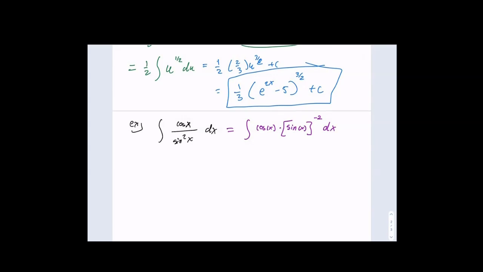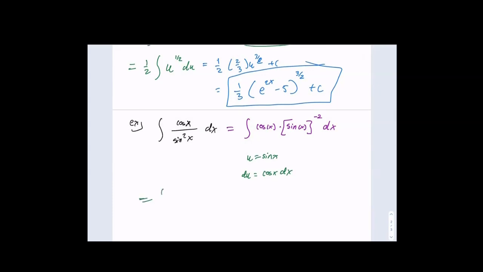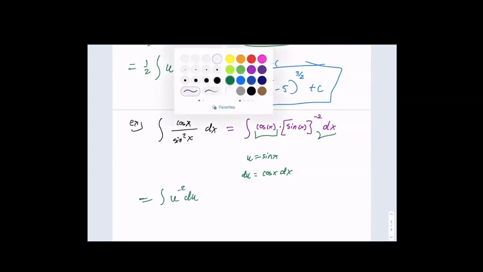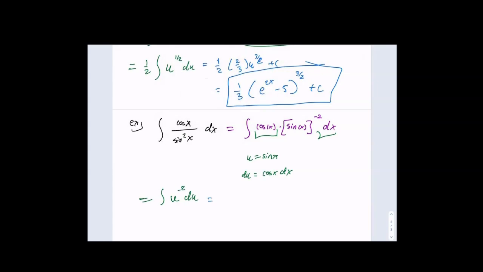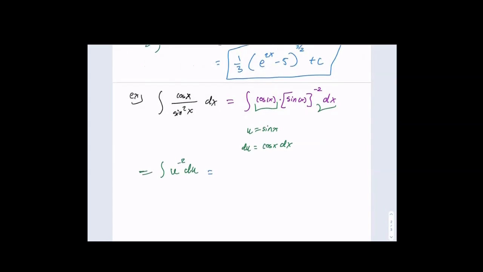Now your u would be sine of x. So du, now your derivative would be cosine of x dx. Yep. And so now that gives me your integration sign, and then you have u to the power of -2, and then du. Perfect. And now we can just finish the problem. It just becomes like any normal problem now.